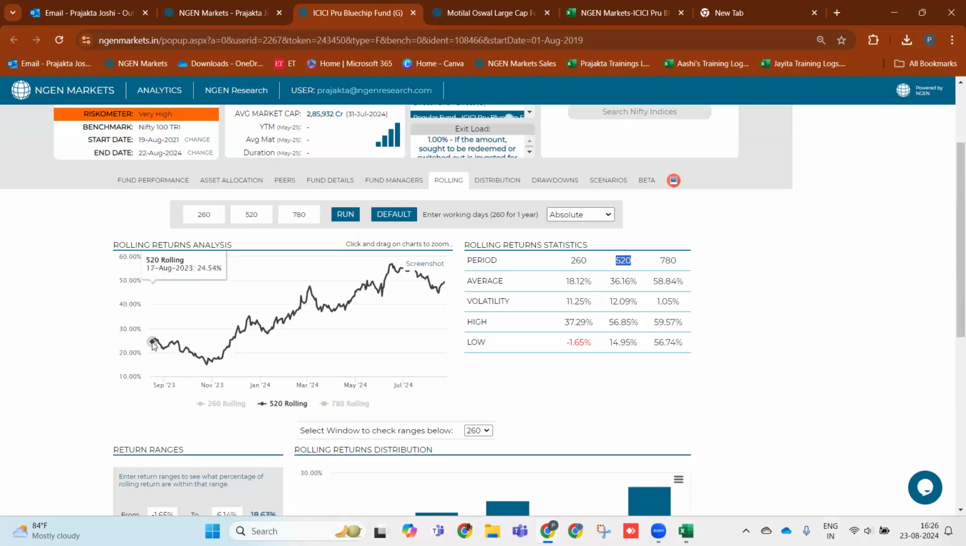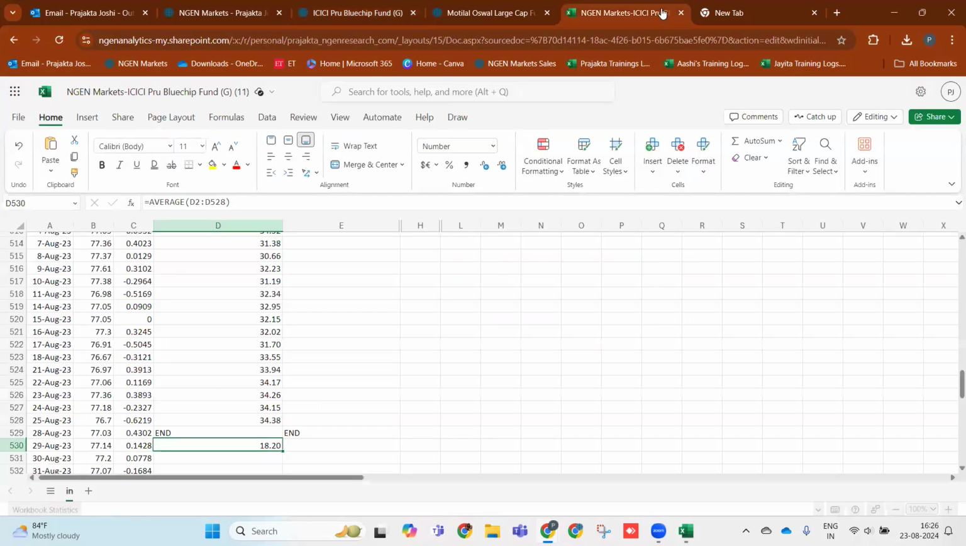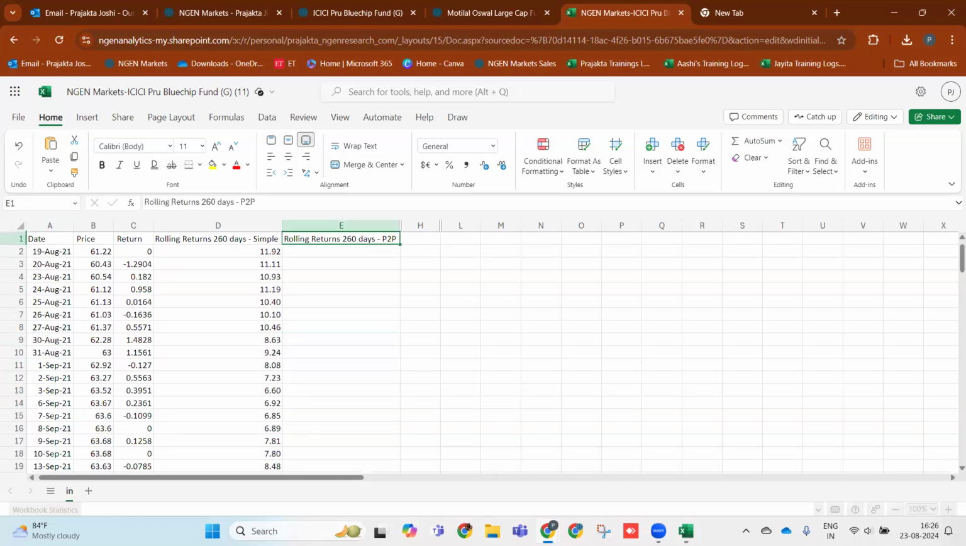The first point on this black line is 17th of August 2023. That is exactly 2 years from the start date that we have considered, right? So that's 17th of August 2023. Let's locate this date in the Excel sheet. 17th of August 2023, so that's right here. The cell reference will be C522. We'll go to the top. One second.